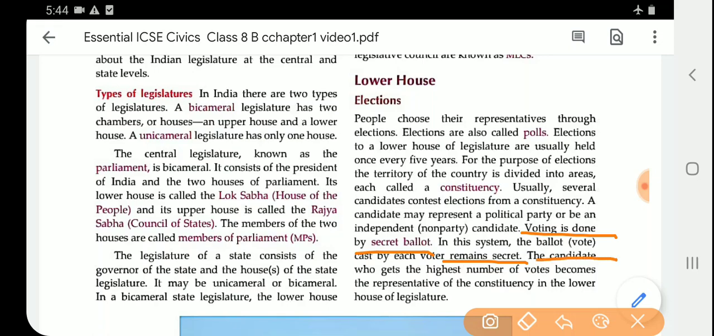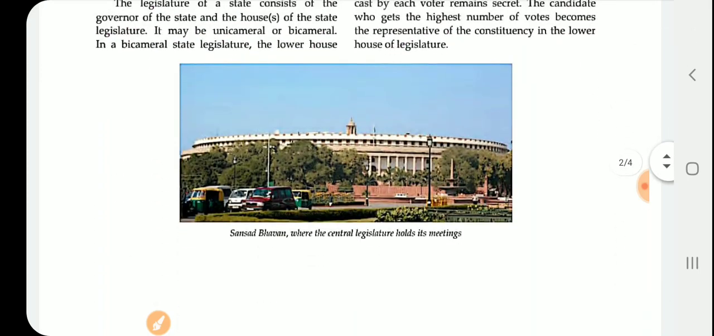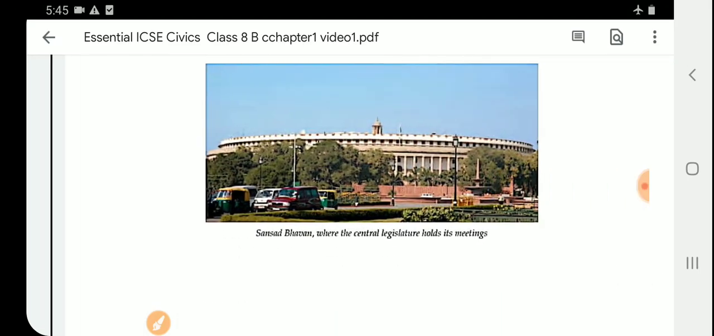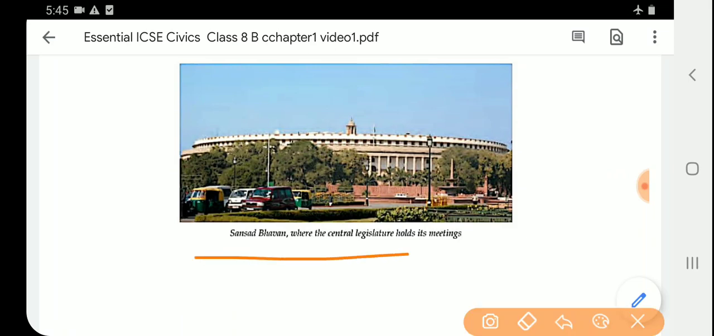The candidate who gets the highest number of votes, okay, it is also secret to the person for whom I have put the vote. Only at the end of the result they will know. They don't know who has voted or not. Maybe they may be knowing, but while I am putting the vote, they don't know that this person has put the vote for me. Now the candidate who gets the highest number of votes becomes the representative of the constituency of the lower house of legislature. Now it is the Sansad Bhavan where the central legislature holds meetings.